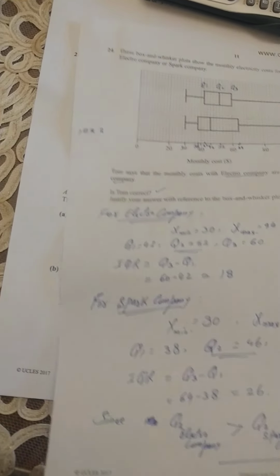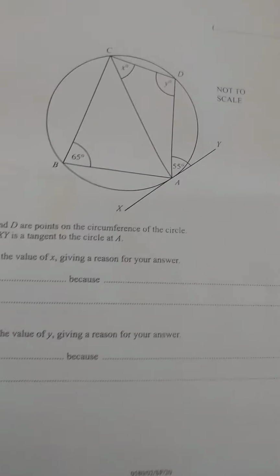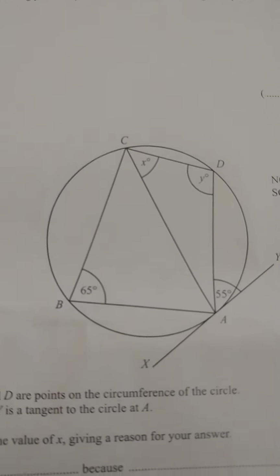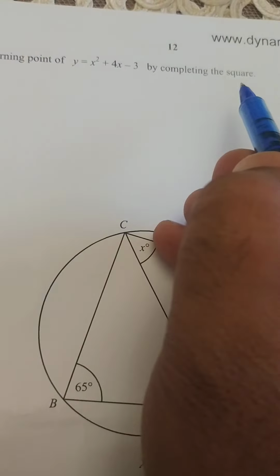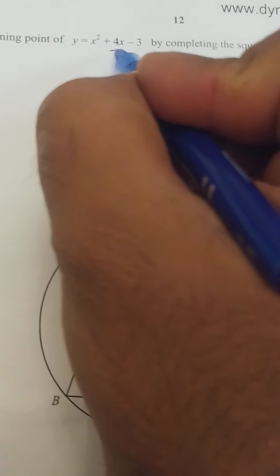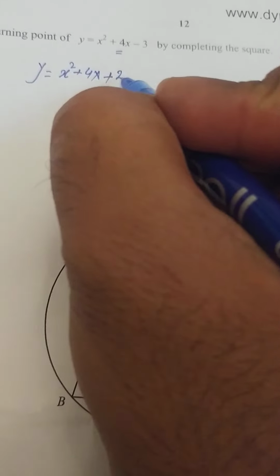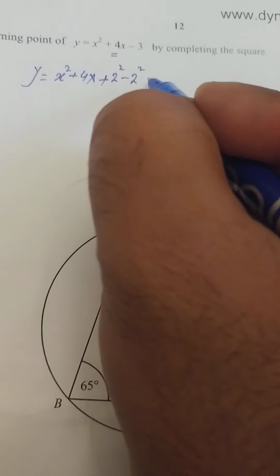Right? Proceeding to the next question, number 25. Find the turning point of y equal to x square plus 4x minus 5 by completing the square. Okay. By completing the square, you need to make half of this 4, which is 2. Whatever number is beside x, make half of it as per the rule. And write the variable and square, sum the square of the result, like half of 4 is 2. And minus the same number with square and minus 3, whatever.